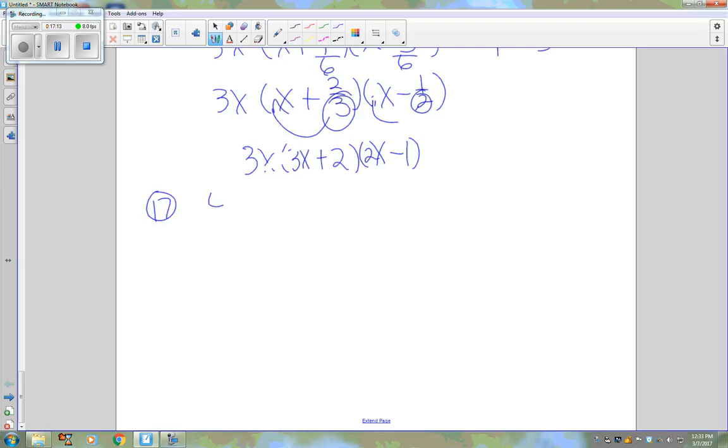17, again, you're factoring. When you have two terms, that means you have a binomial. Always check to see if they're perfect squares. Both of these are perfect squares. 7 squared is 49, 9 squared is 81, x squared is x. So that will factor into the difference of two squares. The square root of the first term, the square root of the last term, one positive, one negative. And that is A.